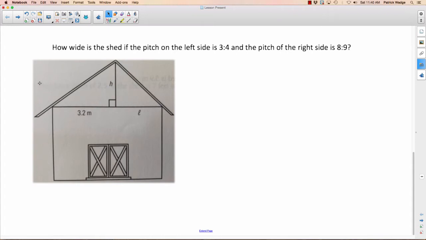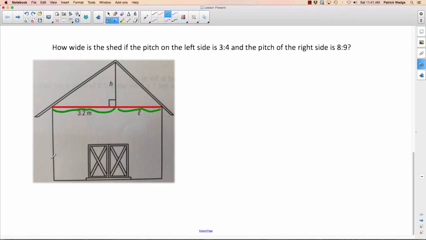But here's actually a pretty challenging question. It says, how wide is the shed if the pitch on the left side is 3 to 4 and the pitch on the right side is 8 to 9? From here all the way over to there. That's what we're trying to figure out. Now, the good news is we already know part of it. We know that this amount right here is 3.2. So basically all we have to do is figure out this L, add them together, and we'll have our answer.